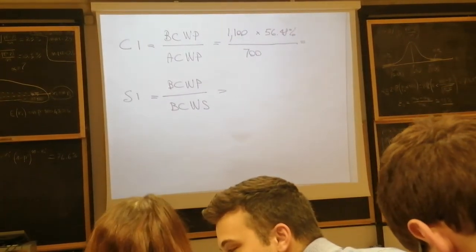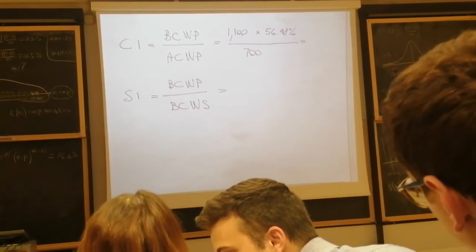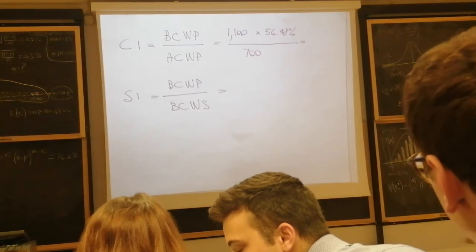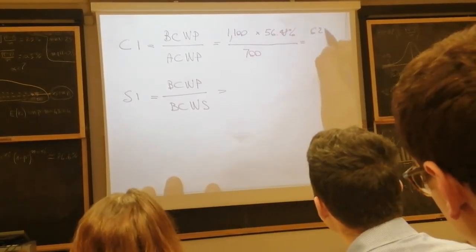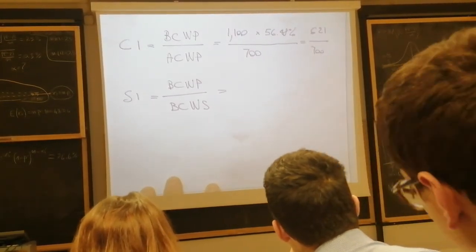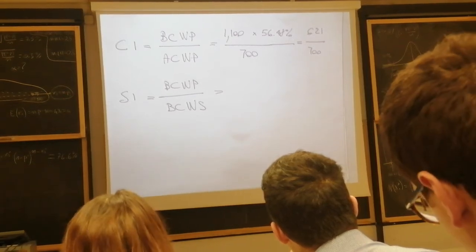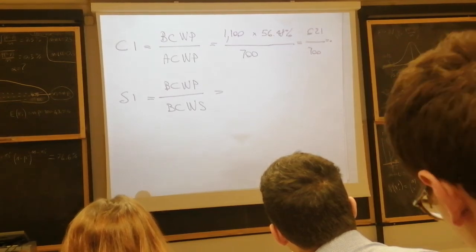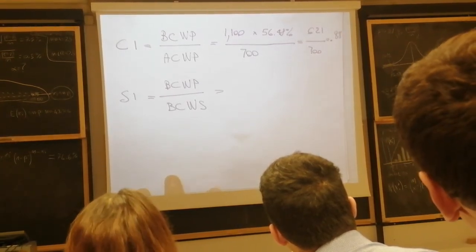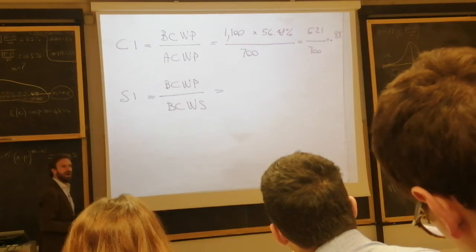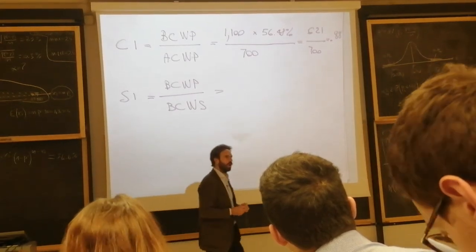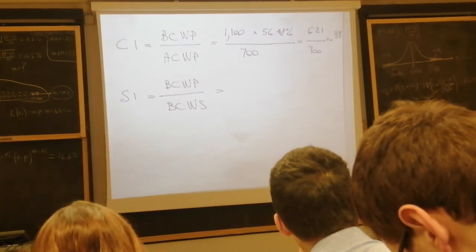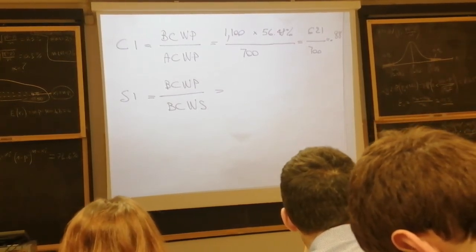Which equals 1.1 million times 56%, I guess it's 621 over 700. Is it greater or less than 1? Less than 1. And it equals 0.88. Thank you. So we're overrunning cost by 12%. 12% greater cost than budget. Very bad. And what about schedule?